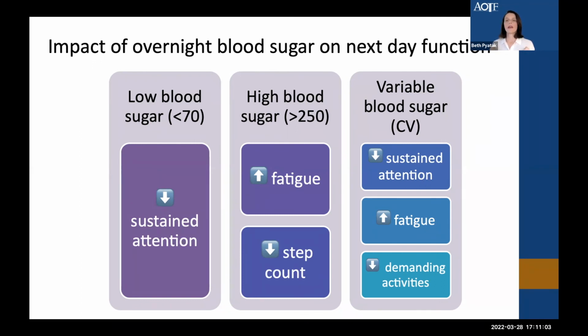So when they 6 times a day told us what they were doing, we coded those activities into high demand activities like working or caregiving, or lower demand activities like just chilling or watching TV, those kinds of things. So we found that people chose less demanding activities on the days following a night when their blood sugar had been more variable. So this is just one example of the kinds of things that we are trying to learn about the experience of living with diabetes and how some of these things impact day-to-day functioning.